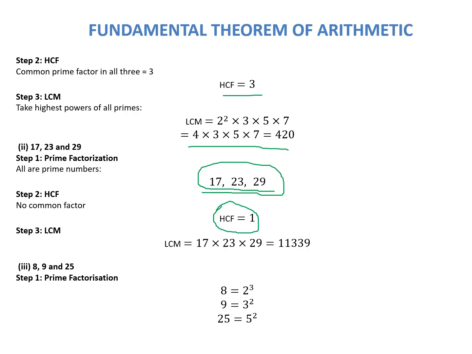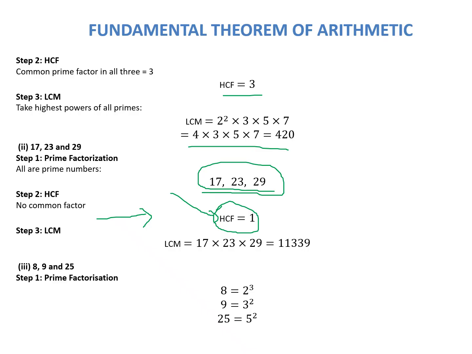If the numbers are prime, this is the simple method that we have to follow. We simply apply the HCF as 1. This is very, very important. For prime numbers, HCF will always be 1, and the LCM is equal to the product of all the numbers. Next, we'll go to an example: 8, 9, and 25.